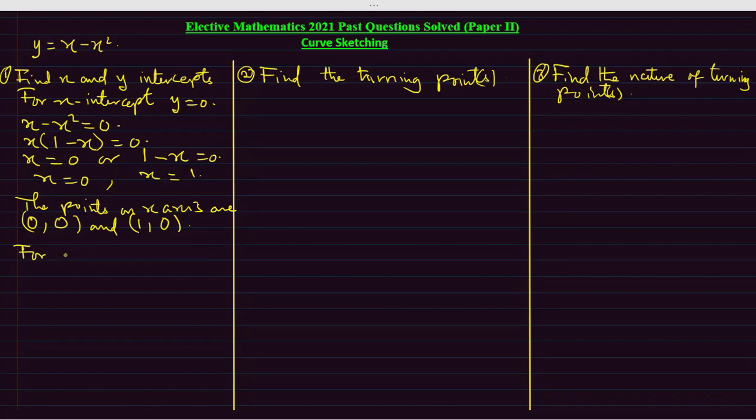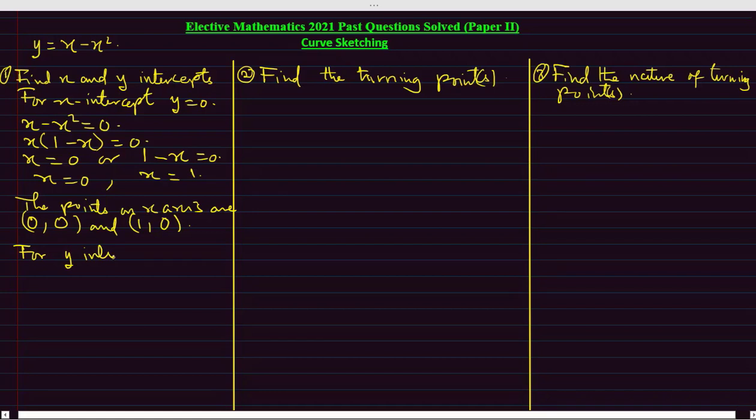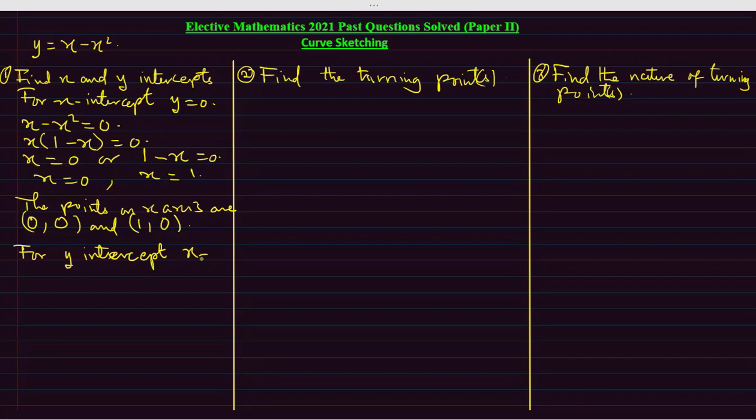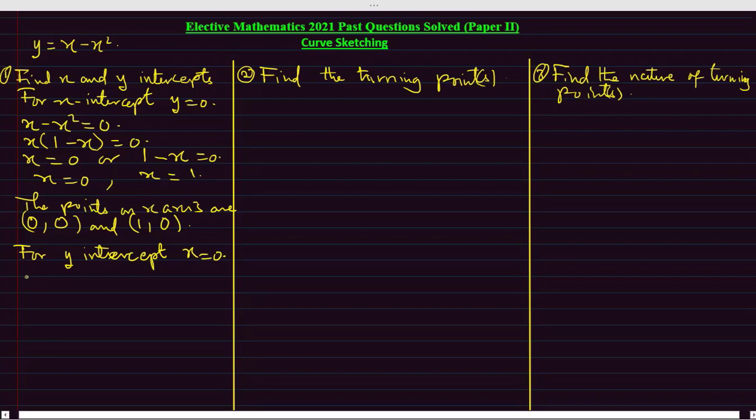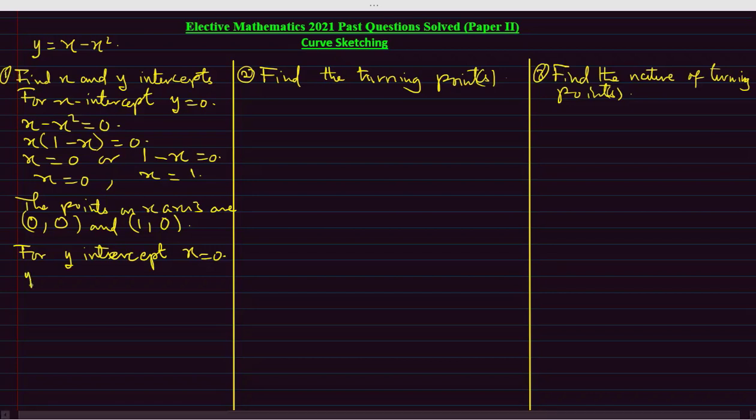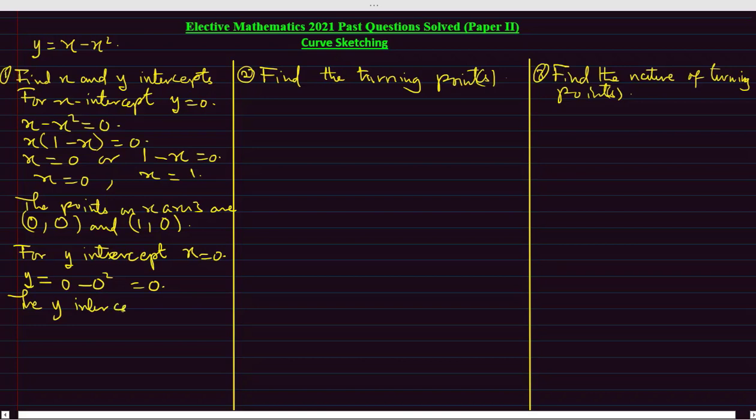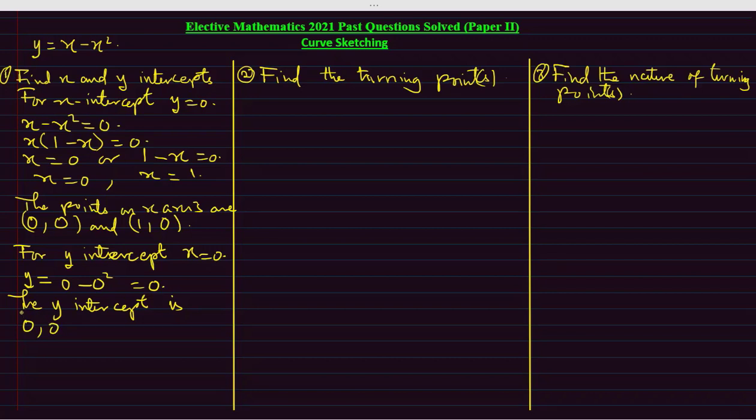Now for y-intercept, we put x equals 0. For that reason, we will have y equal to 0 minus 0 squared, which gives us 0. The y-intercept is x is 0, y is 0. We actually have that here already.